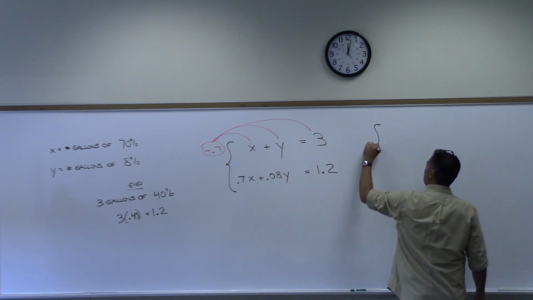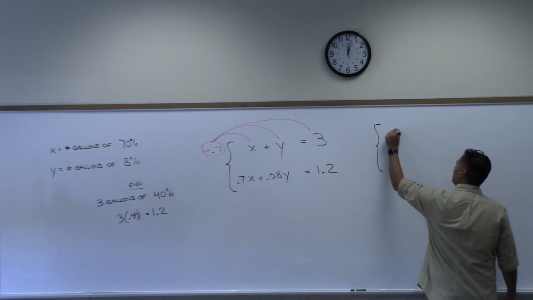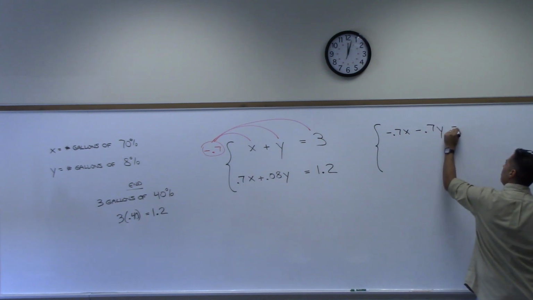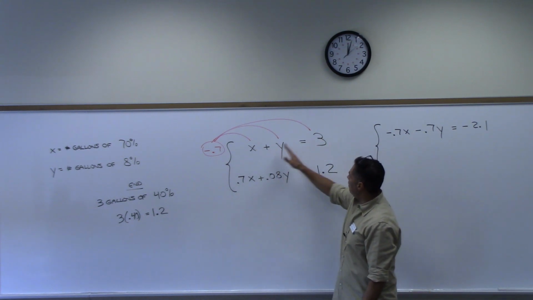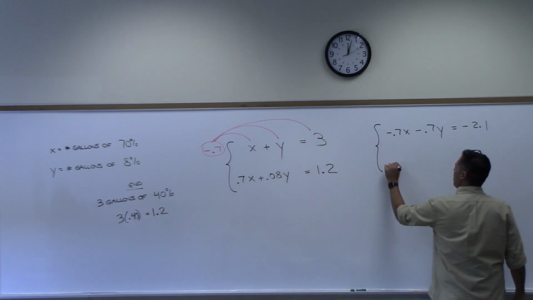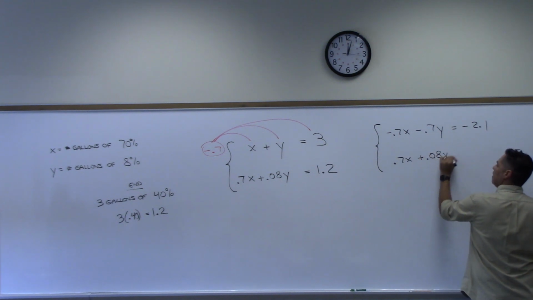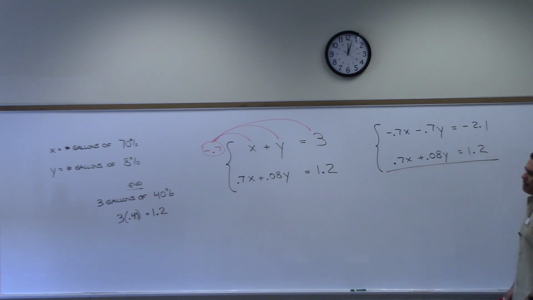The only difference between this problem and the previous ones when it comes to this part is that we have decimals. So negative 0.7x minus 0.7y equals negative 2.1. I multiply each one of these by negative 0.7. And then here I get 0.7x plus 0.08y equals 1.2. We can add straight down. Be careful on the y's.